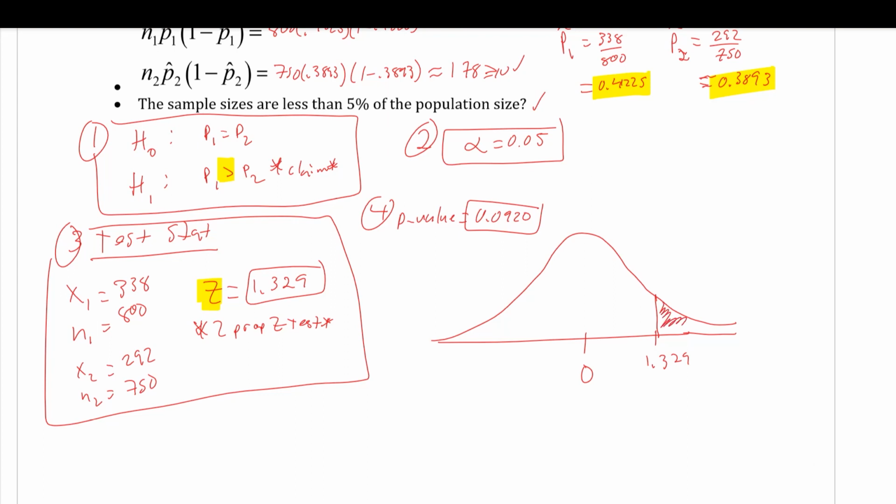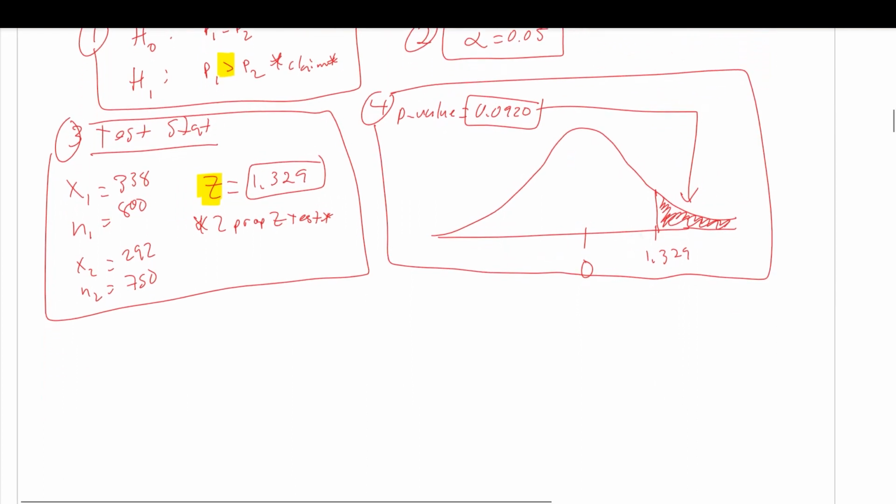And what is the area of that shaded region? Well, it's already calculated for us. It's that p-value. Okay, that area is about 9.2%. And that seems to complete step 4. Step 5, we're going to make our decision.